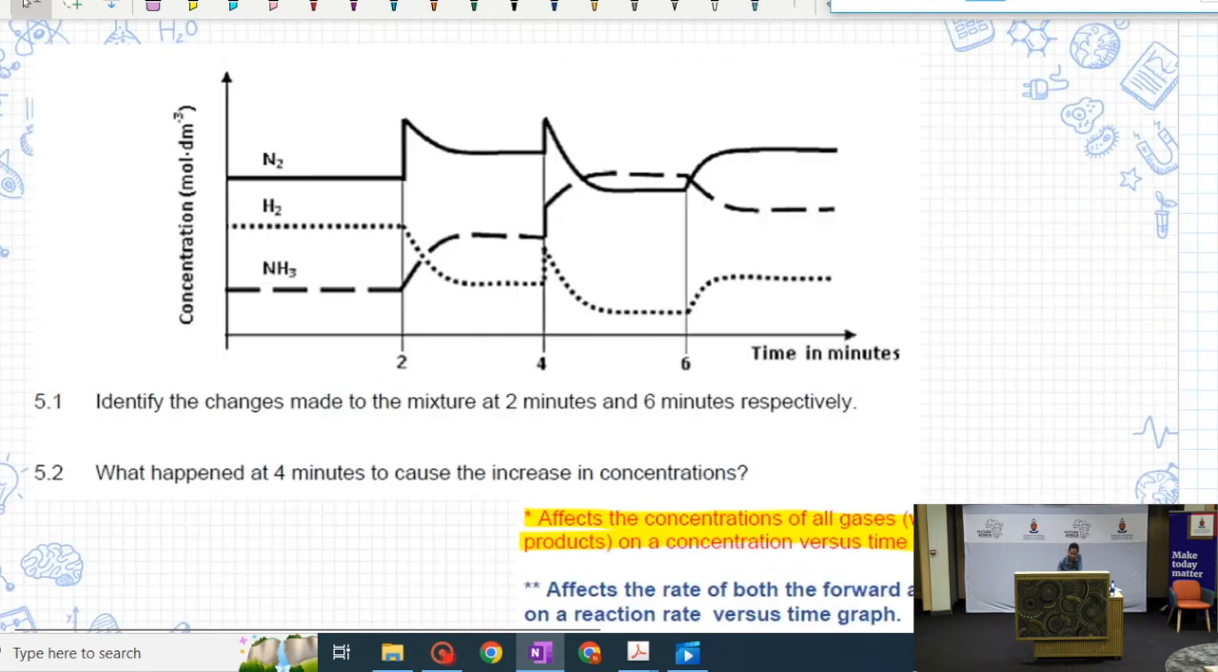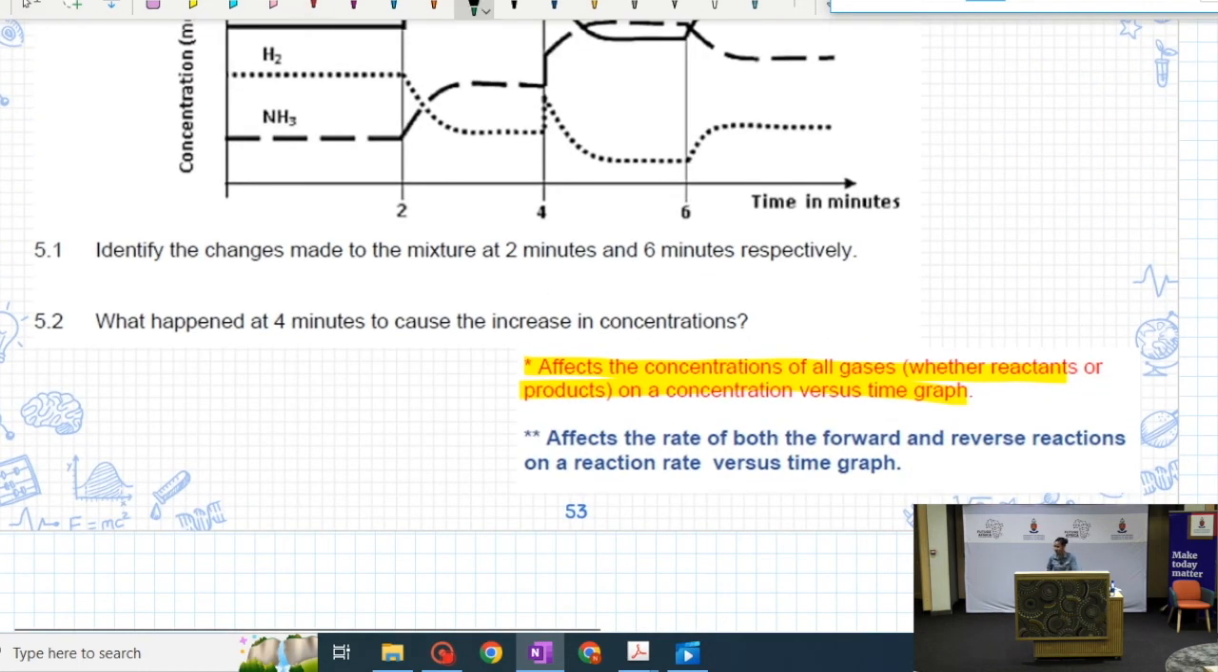changing the pressure is going to affect the concentrations of all gases. Whether the gases are reactants or products, they're going to be affected by change in pressure. Pressure, you guys learned about Boyle's law last year. When our volume decreases, the pressure increases, and all gases in that container are going to be affected by that volume change, whether they are reactants or products. So look out for this when you have substances that are in the gaseous phase and you're dealing with a concentration versus time graph.